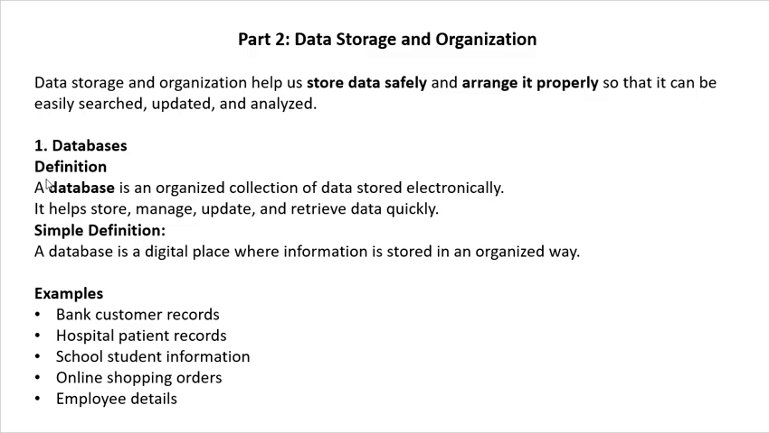First is a database. A database is an organized collection of data stored electronically, and it helps to store, manage, update and retrieve data sets quickly. In simple terms, a database is a digital place where information is stored in an organized way. Examples are bank customer records, hospital patient records, school student information, online shopping orders and employee details.